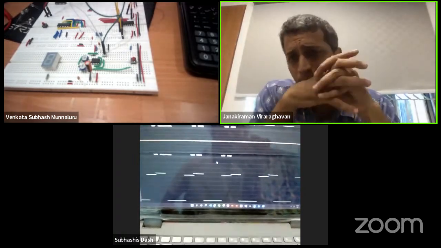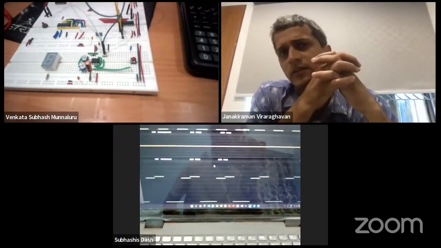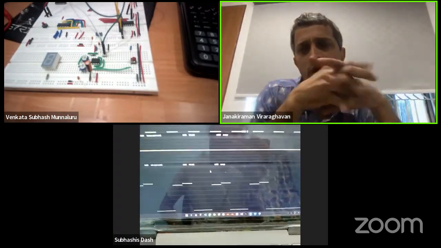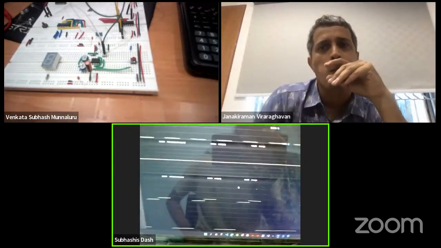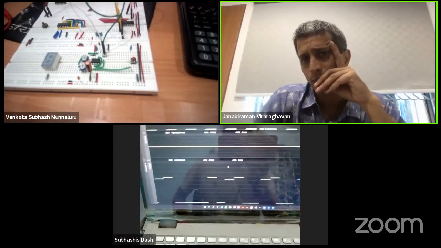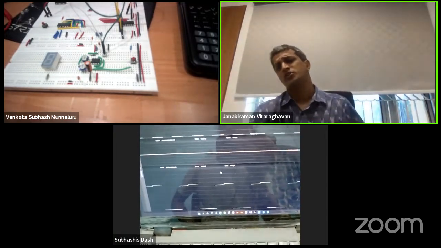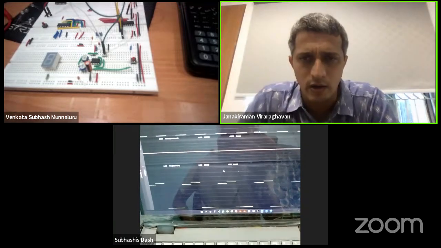Okay, I understand. See that voltage there, something is not correct. It's only coming out to around 3.5 max. And there's also a jump. Something is not correct, that's what I'm saying. There's something which is definitely not correct here.